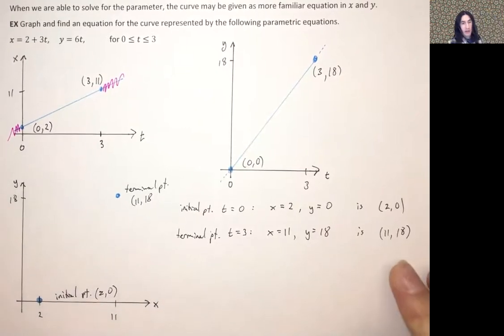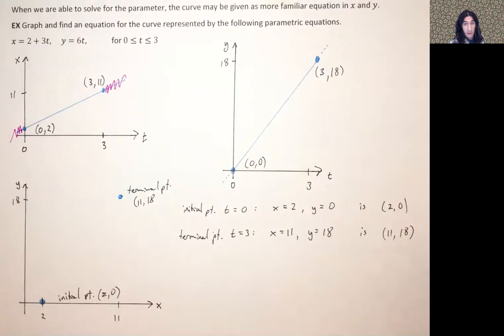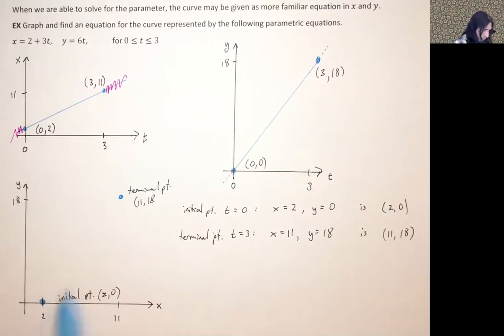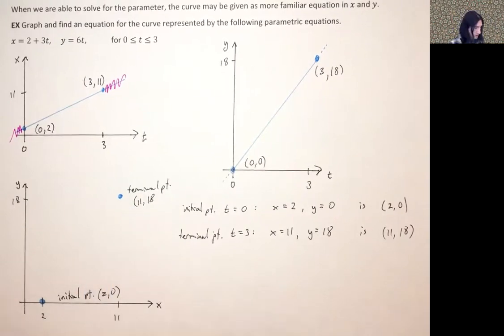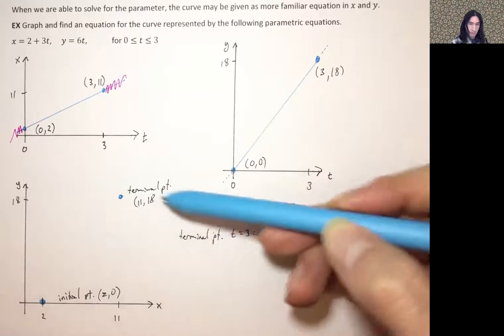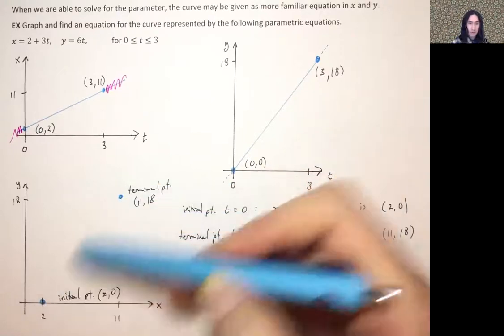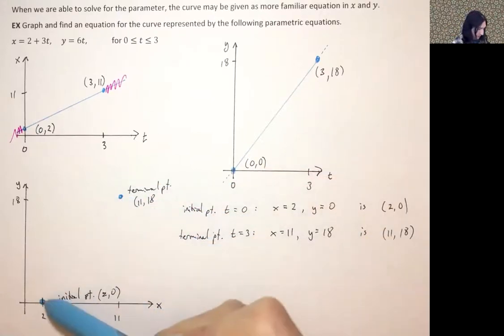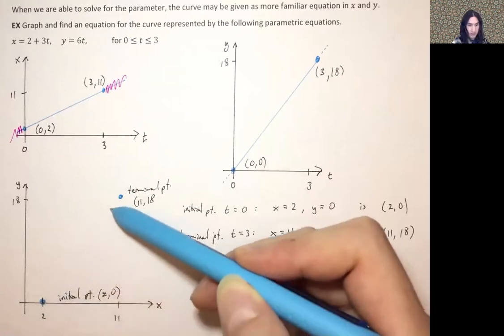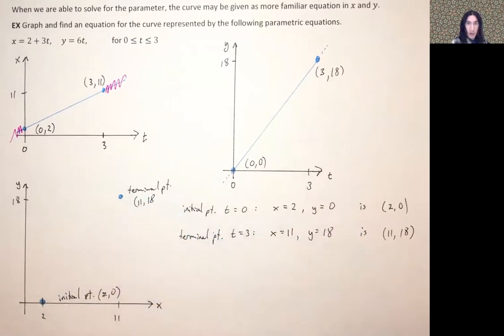Okay, now the question that's left is, how does our curve get from this point to this point? Is it taking a strange wandering path to get from this initial point to this terminal point? Or is the pen perhaps moving in a linear fashion, moving from this point to this point?